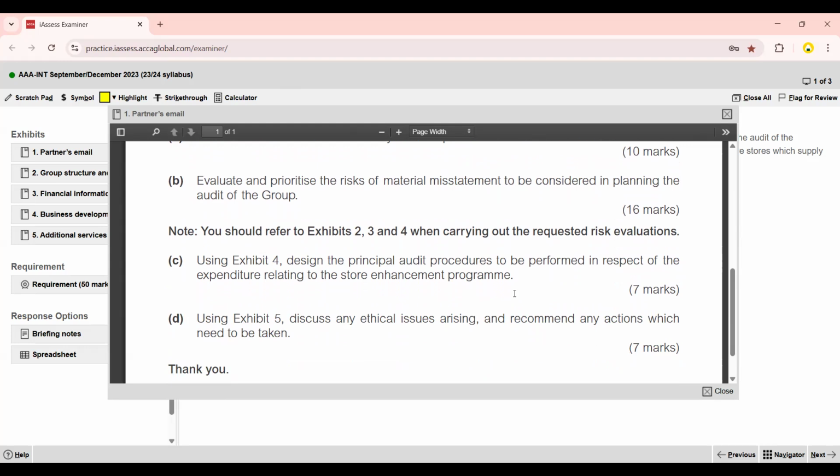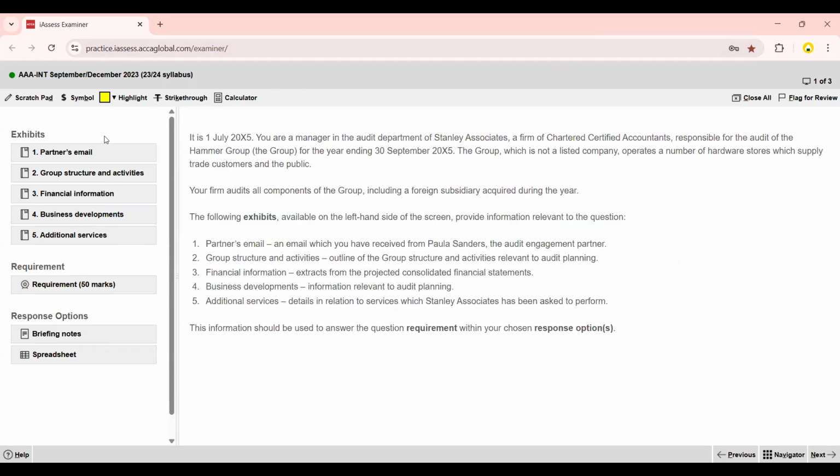Part D. Using Exhibit 5, discuss any ethical issues arising and recommend any actions which need to be taken. If you read, there is a note, you should refer to exhibits 2, 3, and 4. So it means we don't have to write any risk for Part A or B from Exhibit 5. If there is a note, then we should follow it because it will help us in achieving a communication mark.